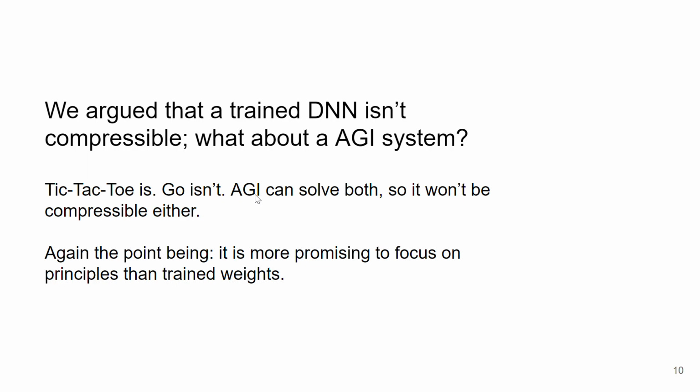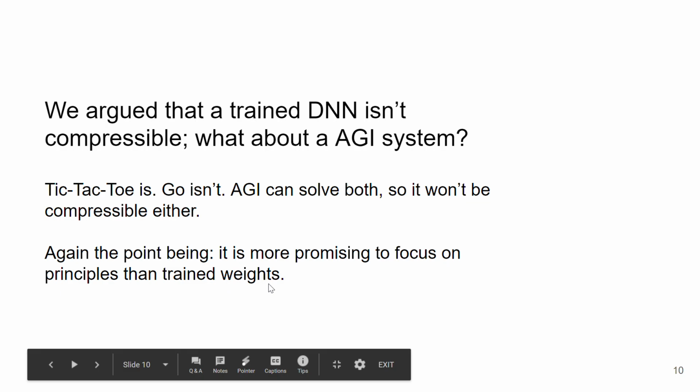And Sam raised an interesting point when I shared the slides with him, saying, how do we even know what this AGI system looks like? Maybe it doesn't have weights at all, which is a very fair point, and I agree that we can't be completely certain of this claim, and I think the tone of the authors also is in line with that conservatism. And so the point that we're making again here is that it is more promising to focus on principles than looking at the trained weights.